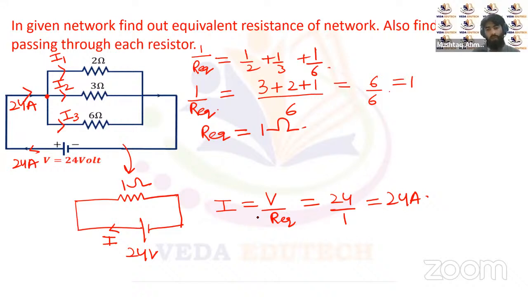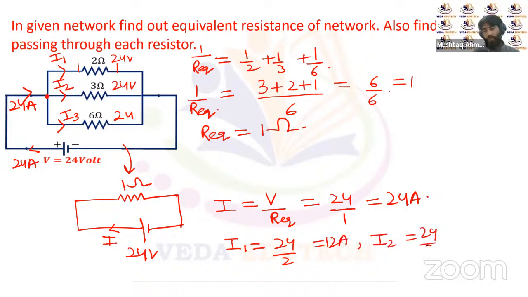If we find the current through the 2 ohm resistor, that's I1, since the battery is directly connected to each of the resistors, the potential drop across each resistor will be 24 volts. So I1 will be 24 over 2, which is 12 amperes. Similarly, I2 will be 24 over 3, which is 8 amperes, and I3 will be 24 over 6, which is 4 amperes.